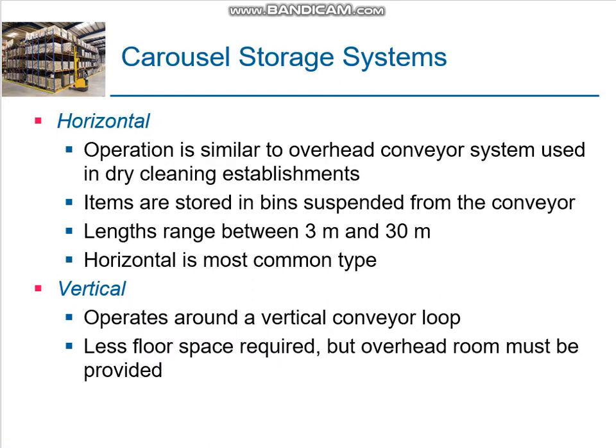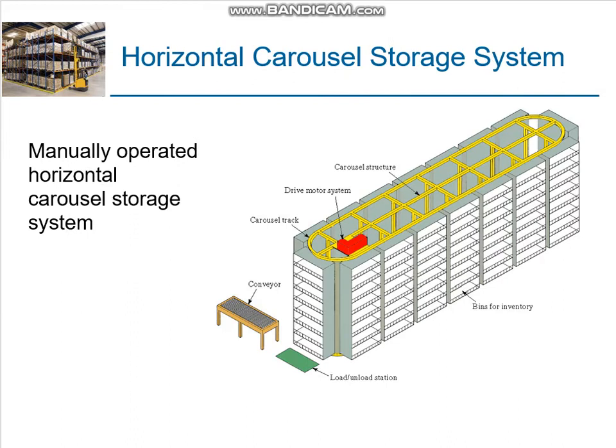As for carousel systems, for the horizontal carousel system, the operation is similar to the overhead conveyor system used in dry cleaning establishments. Items are stored in bins suspended from the conveyor, and the total length ranges between 3 meters and 30 meters. Horizontal is the most common type of carousel system. Whereas the vertical system operates around a vertical conveyor loop and requires less floor space. However, overhead room must be provided.